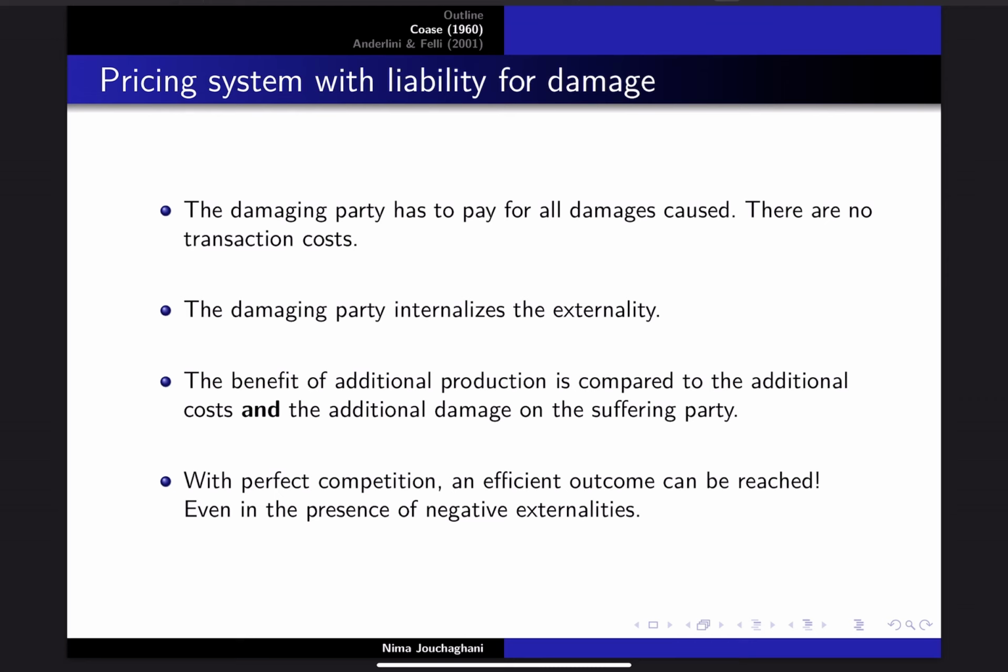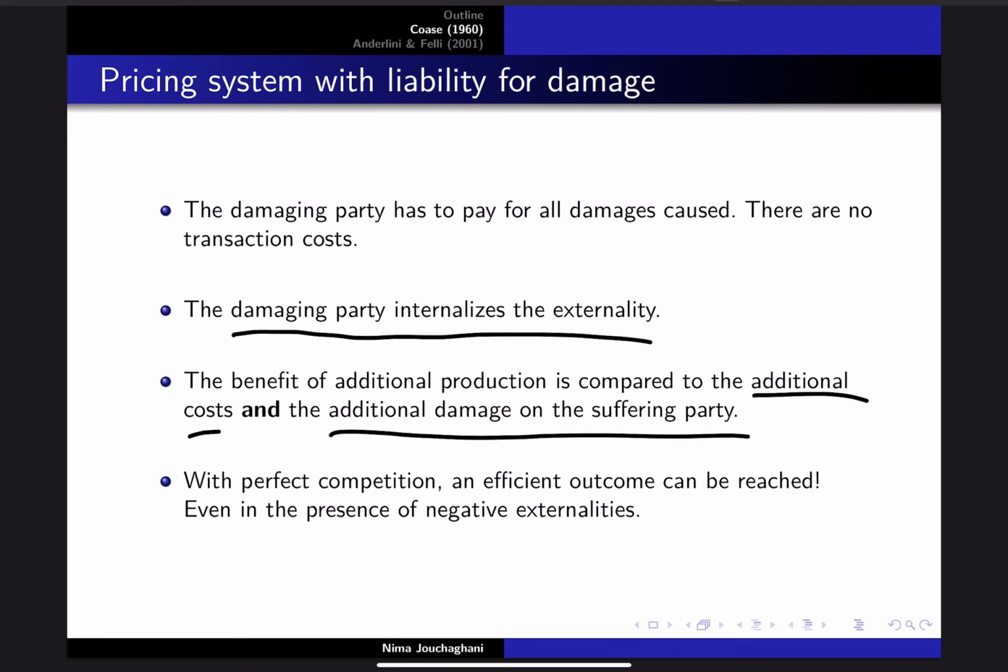A consequence of the liability for damage is that the damaging party is internalizing the externality, because since he has to pay for the damage and the damage appears only if he produces, this is an additional cost to the damaging party. Since it's an additional cost, the benefit of additional production is compared to the additional cost and the additional damage on the suffering party. So on top of the normal production costs, you will have additional costs in the form of the negative externality caused on the suffering party.